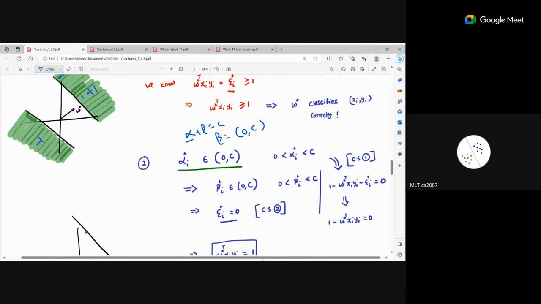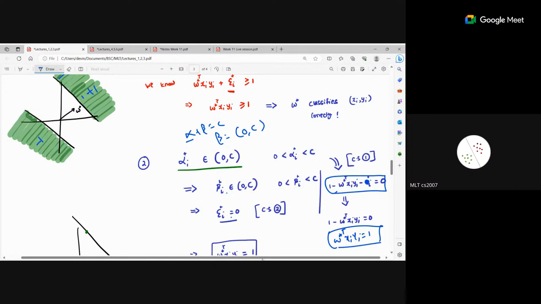Since beta is not zero, psi A will be equal to zero. Here this bracket will be equal to zero. And since alpha is not equal to zero, this equation has to be zero. And we concluded that since beta is not zero, the bribe has to be zero. So the equation is going to be 1 minus W star transpose XAYI equals zero, which means W star transpose XAYI is equal to one.